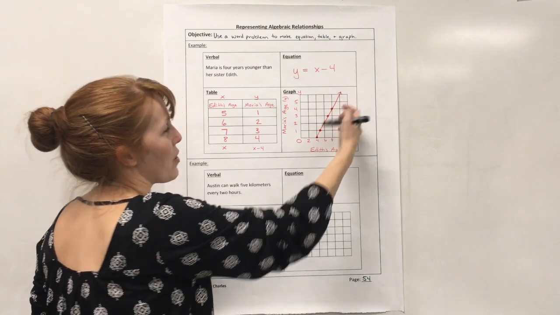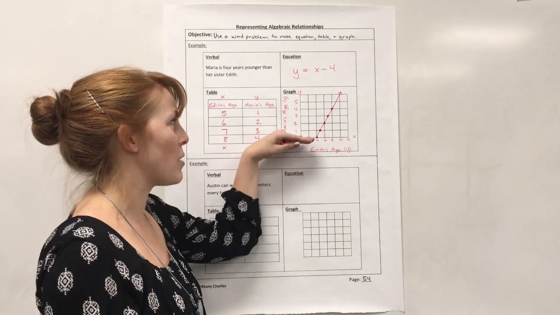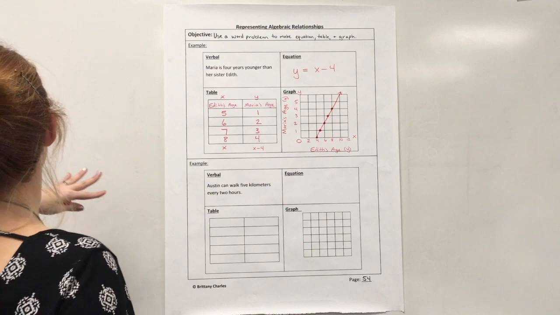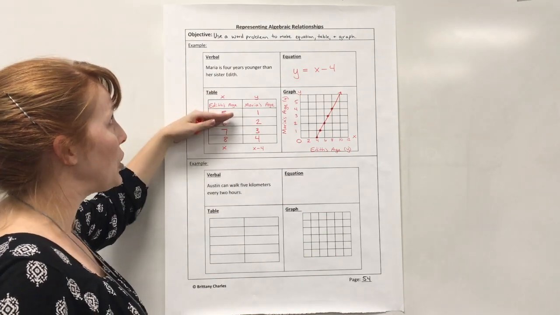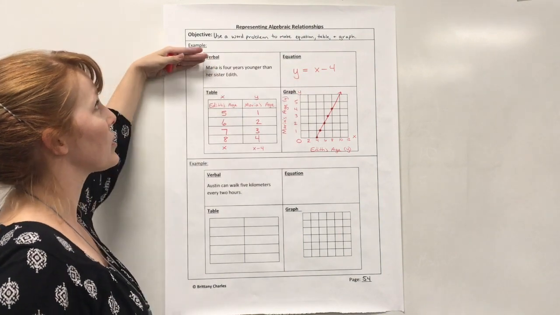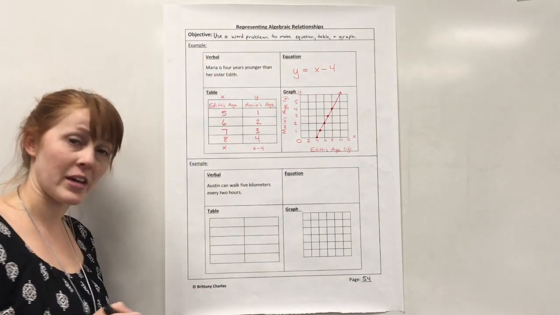Okay, and I'm going to put an arrow there. I'm not going to put an arrow going the other way because Maria's not going to be a negative age. The smallest she can be is 0. So now I look at everything and that looks great. I've got my table, I've got my equation, I've got my graph, all of these representing the relationship between Maria and Edith's age. So let's look at another example.